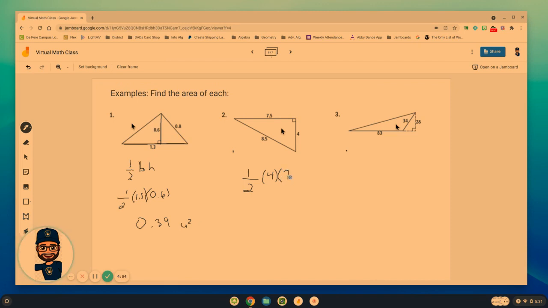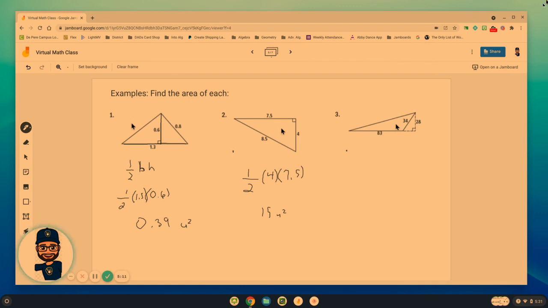The height of the triangle would be 7.5. If you switched around 4 and 7.5, not a big deal. So when you multiply those three out, you are going to get 15. Or 15 units squared, whatever it might be.